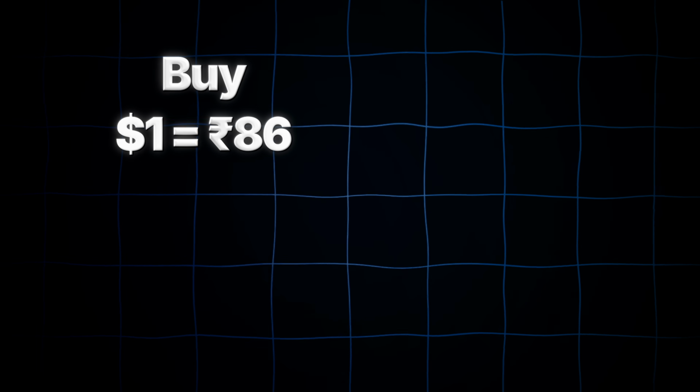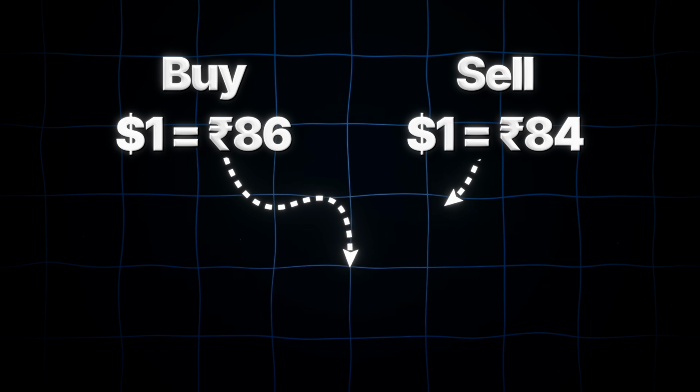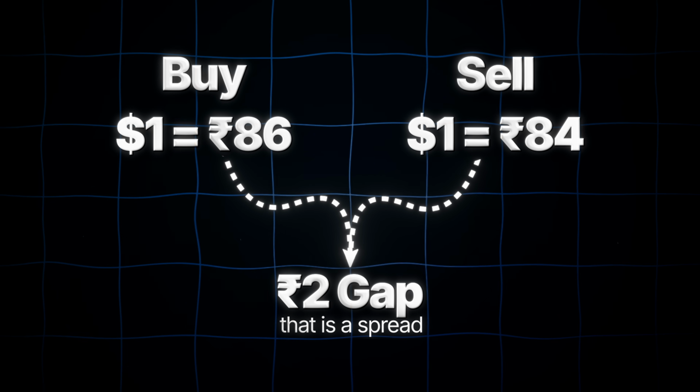Imagine you land at an airport in India. You walk up to the currency exchange counter. The board says buy $1 at 86 rupees, sell $1 at 84 rupees. That 2 rupee gap, that's the counter's profit. No separate fee, no extra charge, just hidden in the exchange rate.